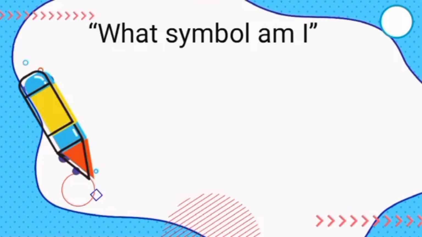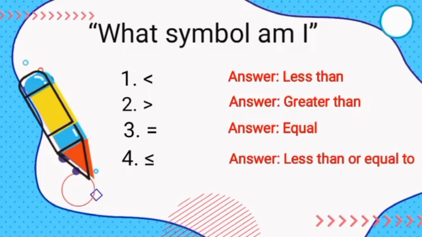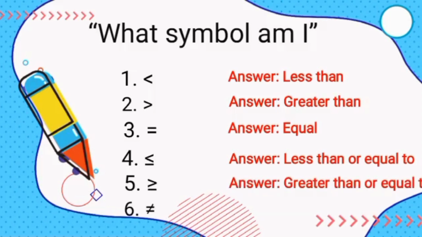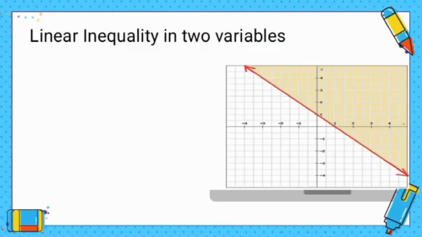Before we start, we will play a game named What Symbol Am I. So the first one is, yes, that's correct. That is less than. The second one is, yes, greater than. The third is, yes, it's equal. The number 4 is less than or equal to. The number 5, greater than or equal to. And the last is, not equal to.